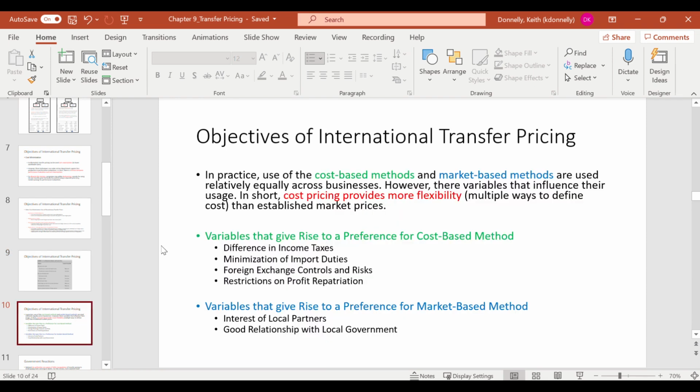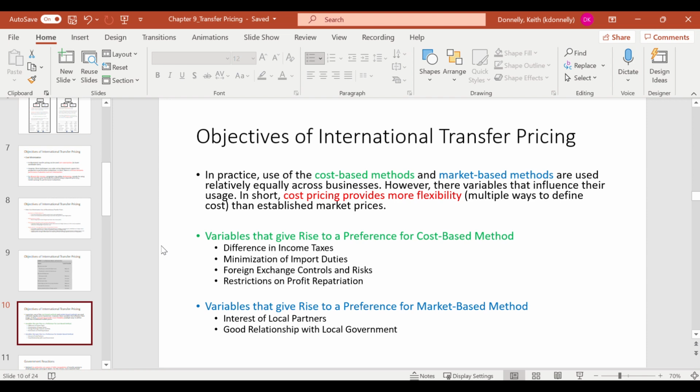So in practice, they basically use cost-based methods and market-based methods. It's evenly split between businesses. Cost is going to provide a little bit more flexibility because we have that ambiguity with what do you mean by cost. But there are things that give rise to preferencing one over another.